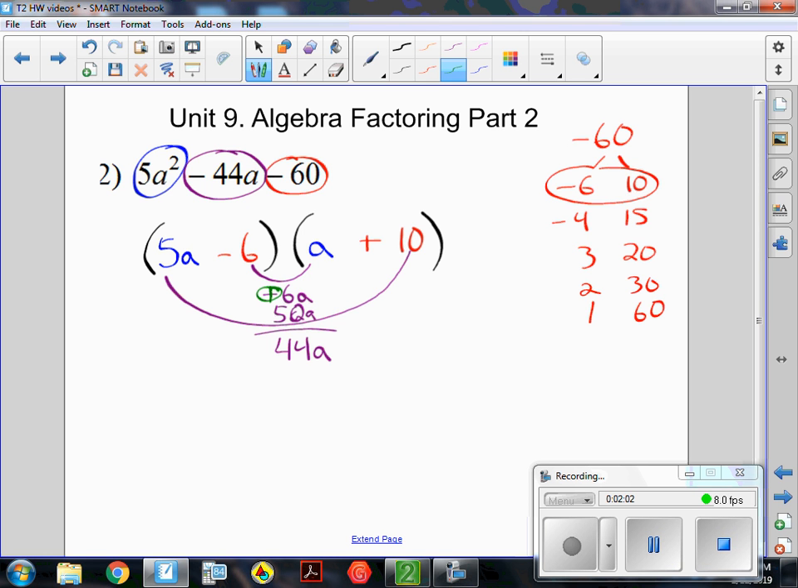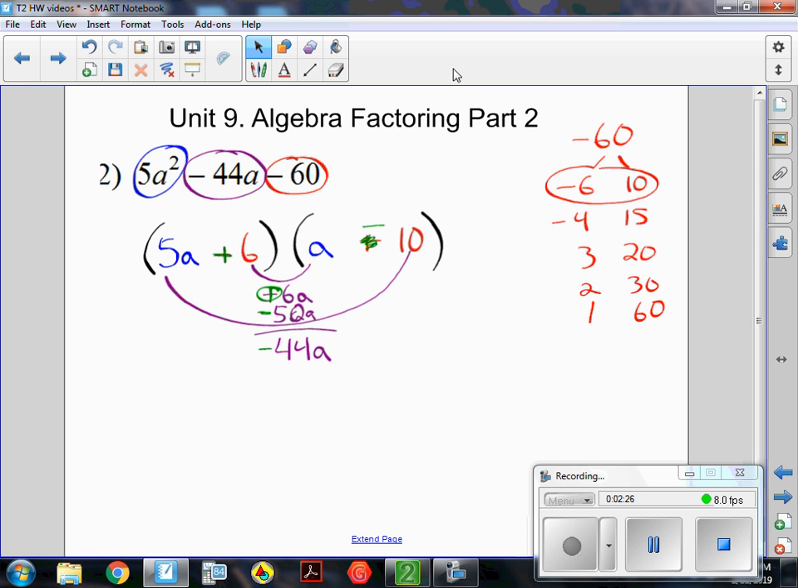What I'm going to have to do at this point is change my negative 6 to a positive 6. So I change the first parentheses to a plus 6, and my positive 50 that I got here in purple to a negative 50. So I change this a plus 10 to an a minus 10. If I do that, then I have positive 6 minus 50, which is negative 44, which is what I want. So my answer is 5a plus 6 and a minus 10.